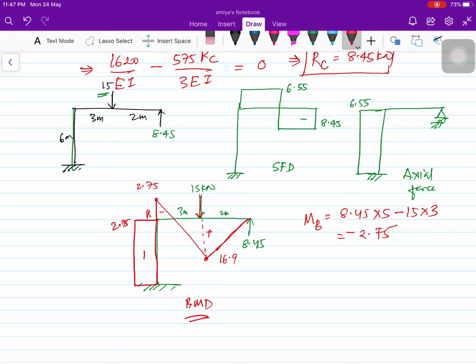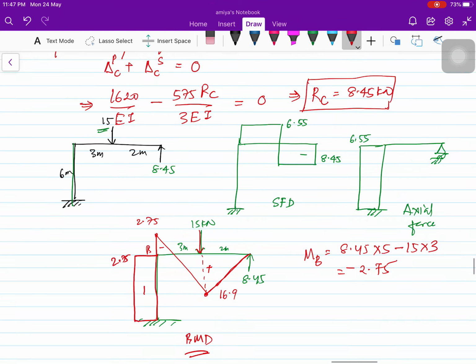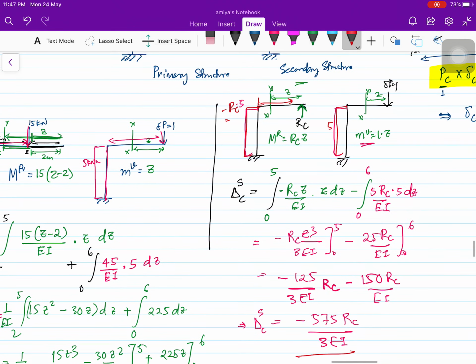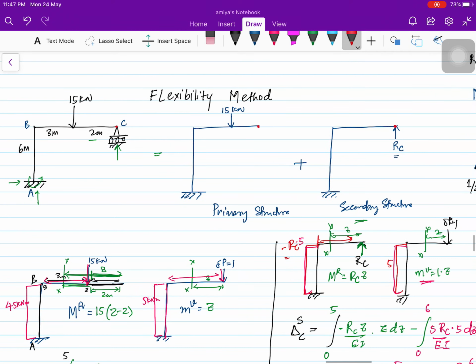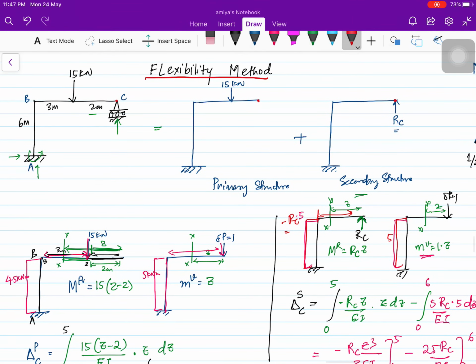So in this video we have analyzed a frame using flexibility method. Hope this video is useful to you. Thank you for watching.